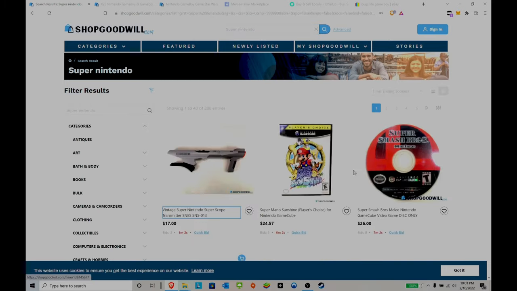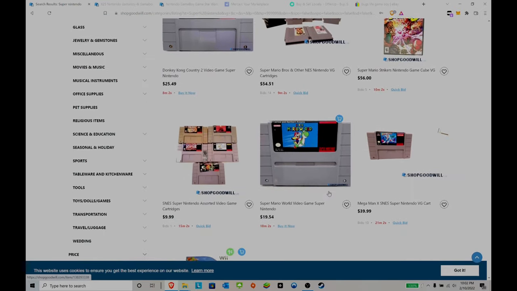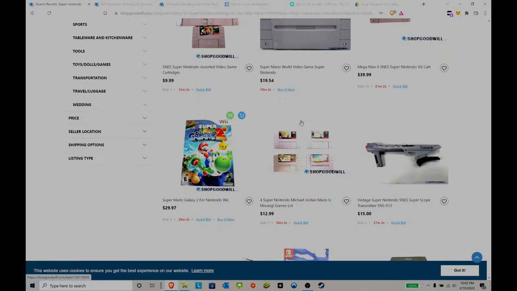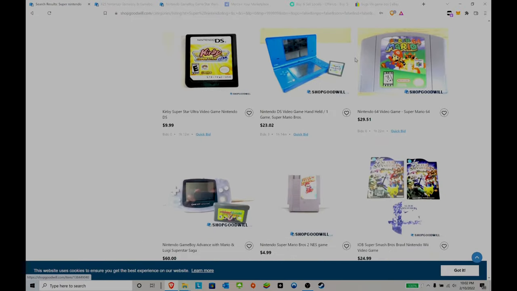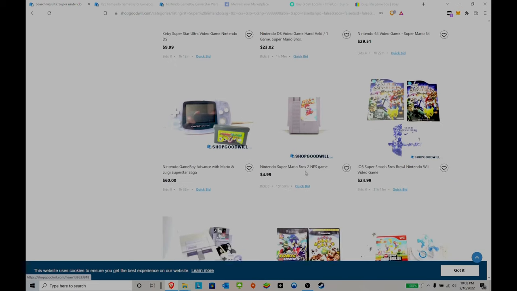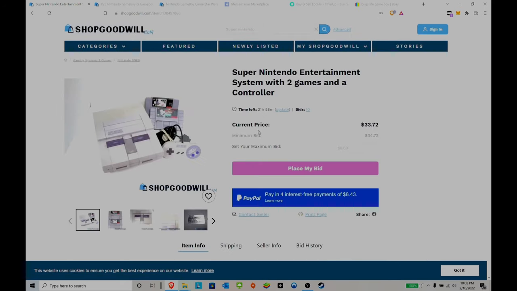Now, this is obviously searching through the entire country. So you might be buying something from the Midwest. You could buy the same thing like with the Game Boy. You could buy some of these games here too. You can buy Super Mario 64 or the original Super Mario 2. Here's a whole system. That's not a bad price either for $30.